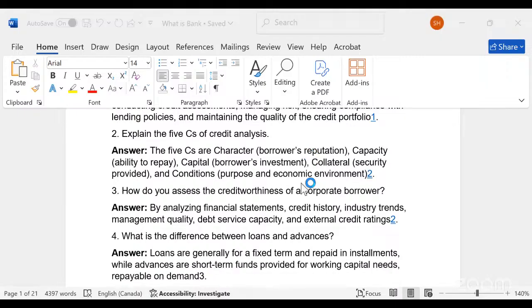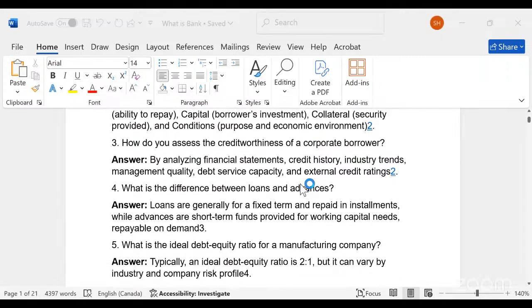Then, what is the difference between loans and advances? Loans are generally for a fixed term and repaid in installments, while advances are short term funds provided for working capital needs, repayable on demand.